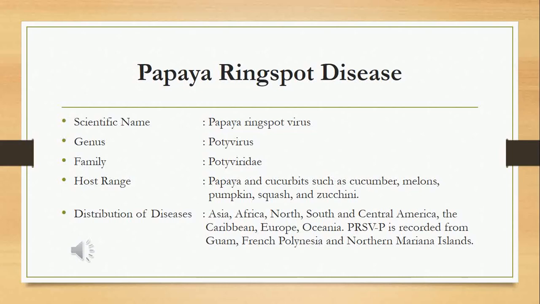It has a wide distribution all over the world, such as Asia, Africa, North, South, and Central America, the Caribbean, Europe, and Oceania. PRSV disease is also recorded from Guam, French Polynesia, and Northern Mariana Islands.